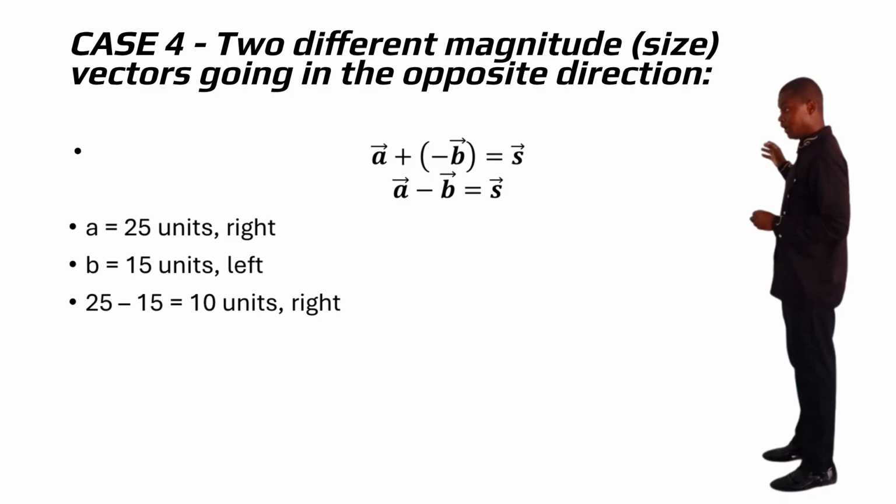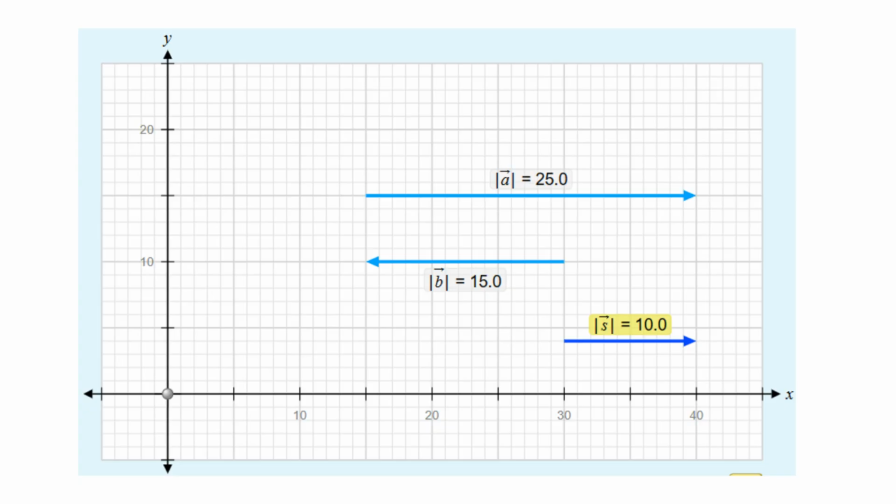Case 4 involves two vectors of different magnitudes moving in opposite directions. Vector A is 25 units right, and B is 15 units left. The resultant vector S is the difference, 10 units right.